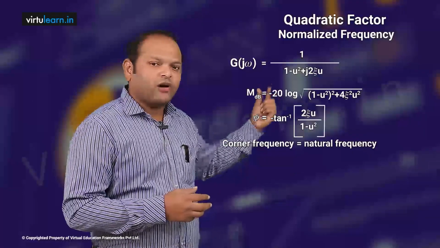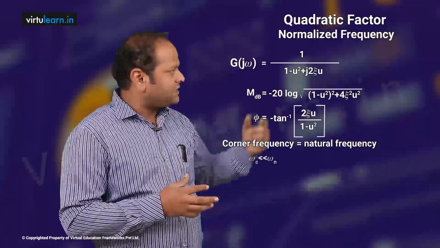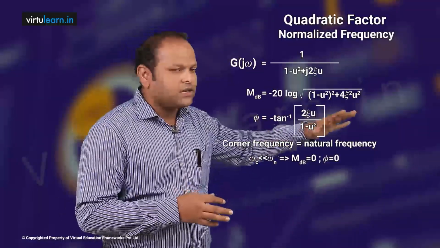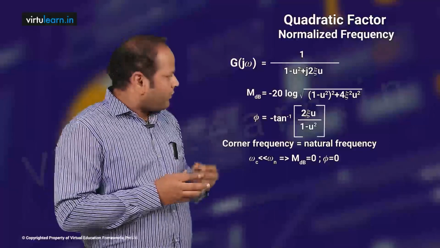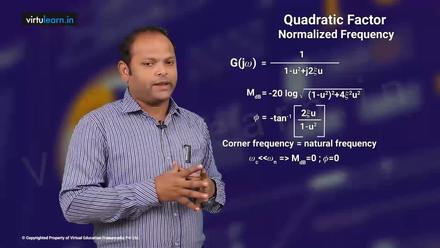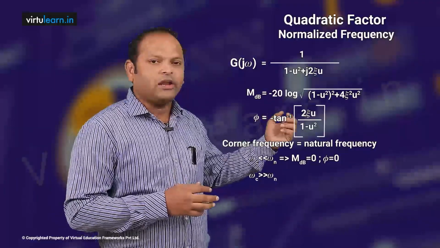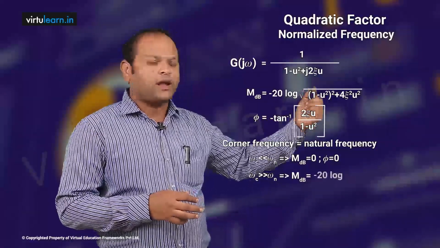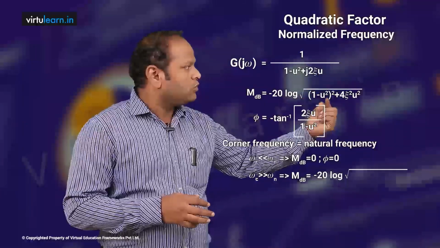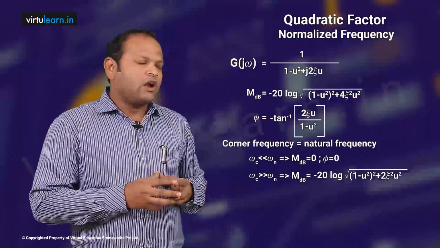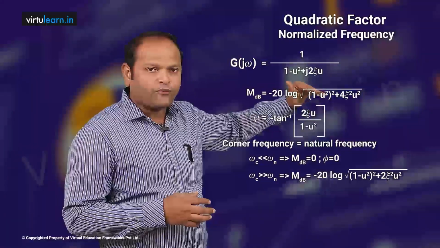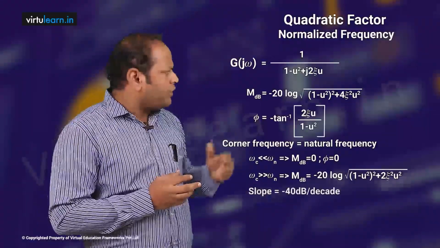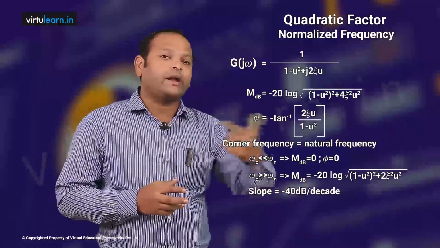So when ω is far less than ωn, your M dB is going to be 0, your slope is also 0 dB, and the phase angle is also 0. Now when ω is far greater than ωn, what will be the M dB value? M dB is minus 20 log, the formula is the same, √((1 − u²)² + 4ζ²u²). And what will be the slope of this? The slope is minus 40 dB per decade. You get minus 40 because it is a quadratic term.